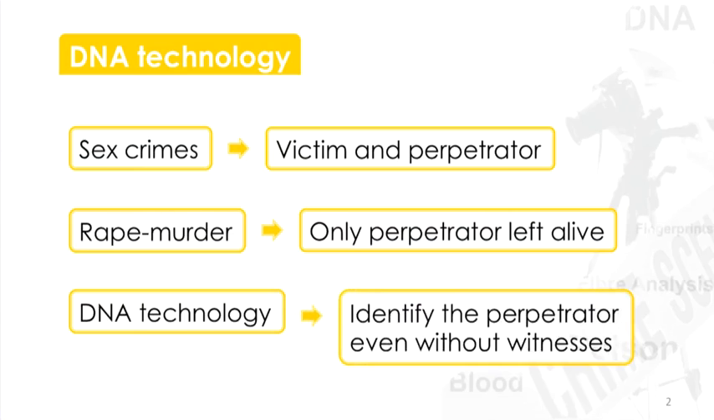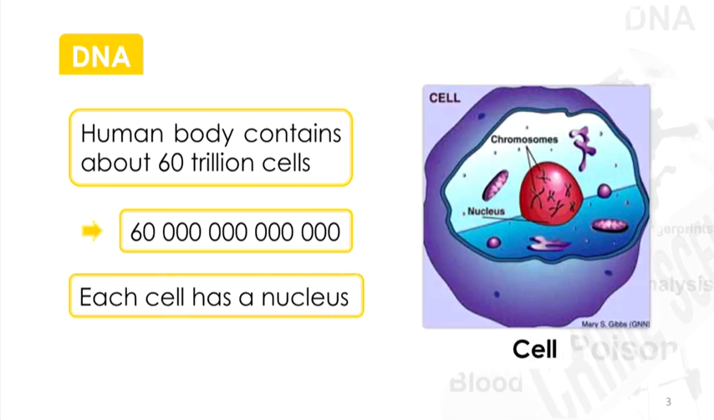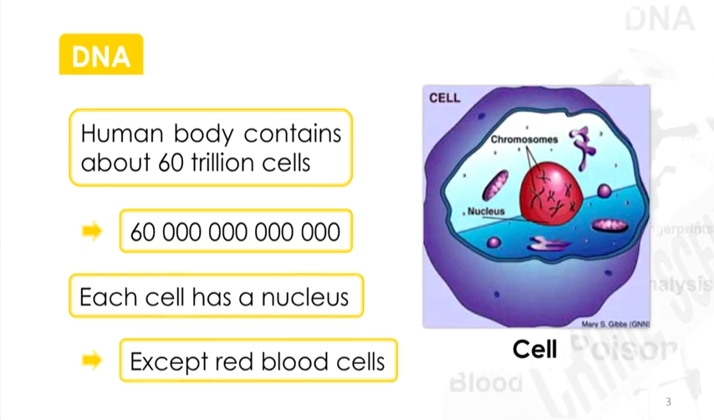Well, let's talk about what DNA is. A human being is made up of an enormous number of cells. And inside every single cell, there's the nucleus. Well, every single cell except for your red blood cells. Your genetic material is inside the nucleus of each cell, except for the red blood cells.